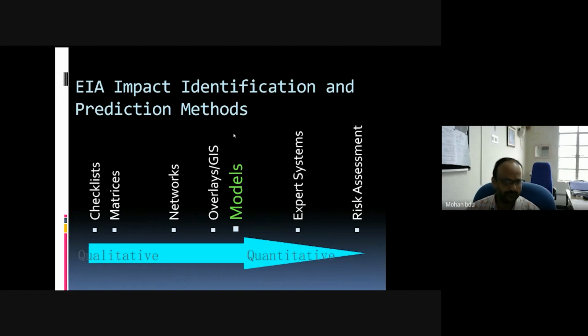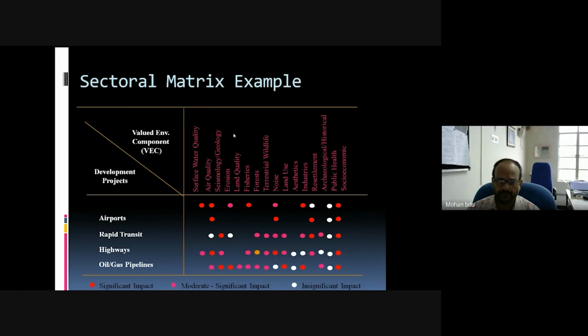The most commonly used ones are the checklist, matrix, GIS overlays, and risk assessment methods. You can see in the picture that the checklists, matrices and networks are more like qualitative assessments, whereas the models and overlays are more quantitative. Which means that the data presented to the decision-making authority is much more quantitative information rather than qualitative. Here you can see an example of the matrix, which is more qualitative.